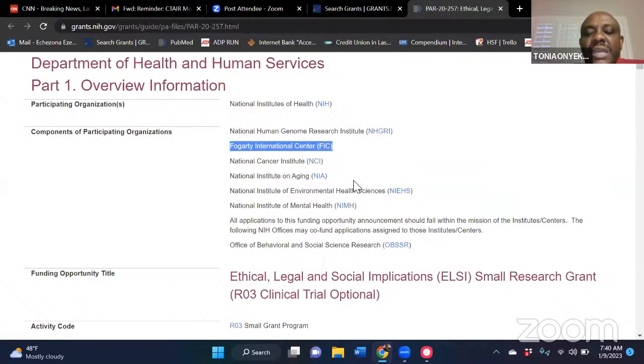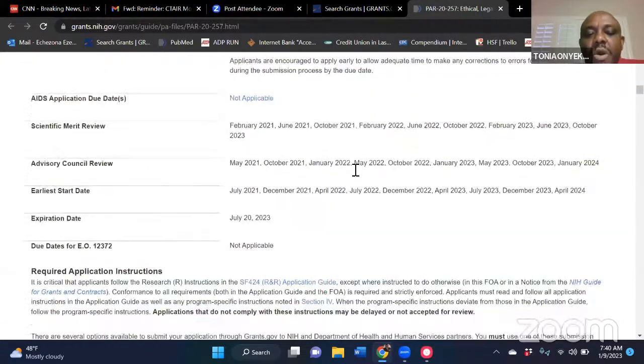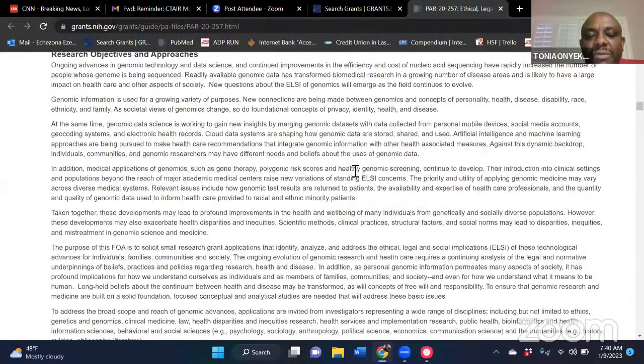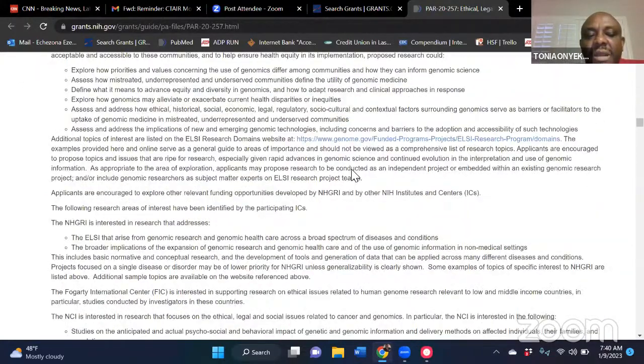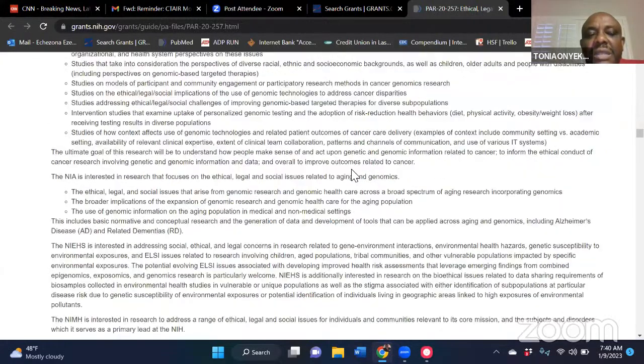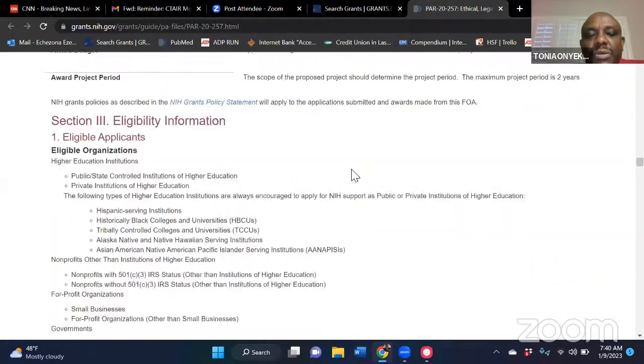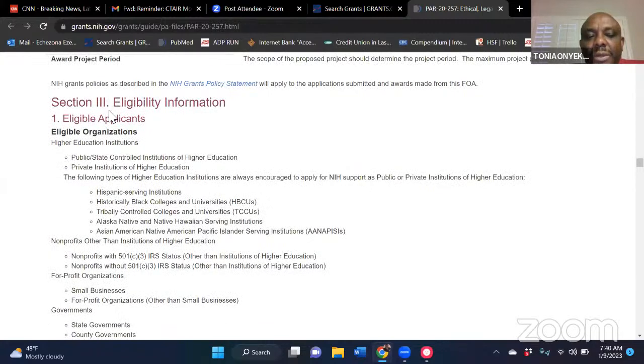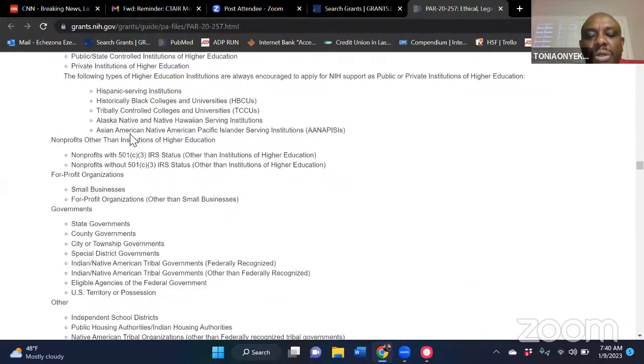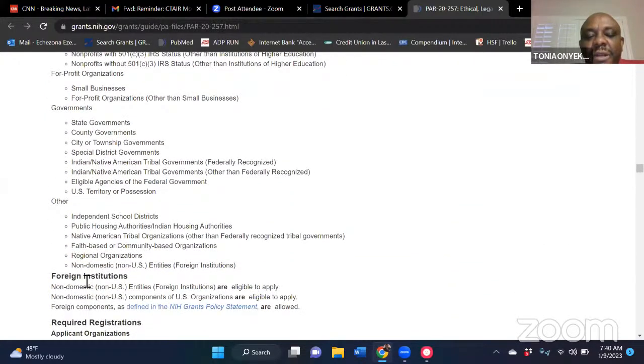Then before you waste your time, I want you to go all the way down. I'm scrolling down to where they talk about eligibility. That's what you want to do the first time. So you go down to eligibility section 3. So you look at eligible organizations, and all you really want to do is go down and see whether foreign institutions are allowed. So when you look at this grant, you see that non-domestic, non-US foreign institutions are eligible to apply. This is the first thing you want to do for any grant.